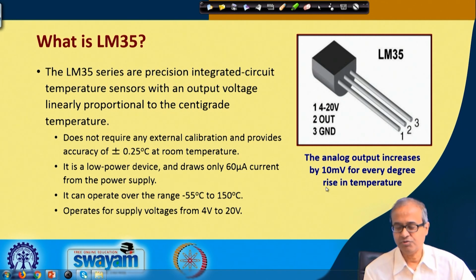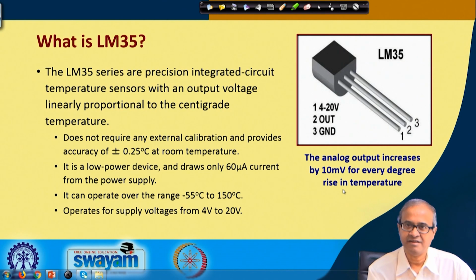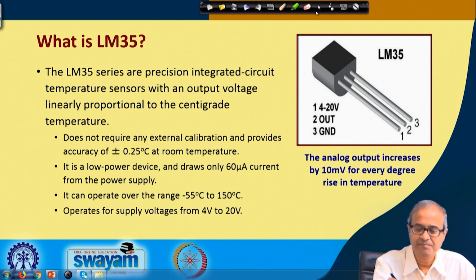The other point to note is that the middle point is generating an analog output voltage, I told you, and it is proportional. So, what is the constant of proportionality? The constant of proportionality is such that there will be an increase of 10 millivolts in the output voltage for every degree centigrade rise in the temperature. This is how this device has been built.